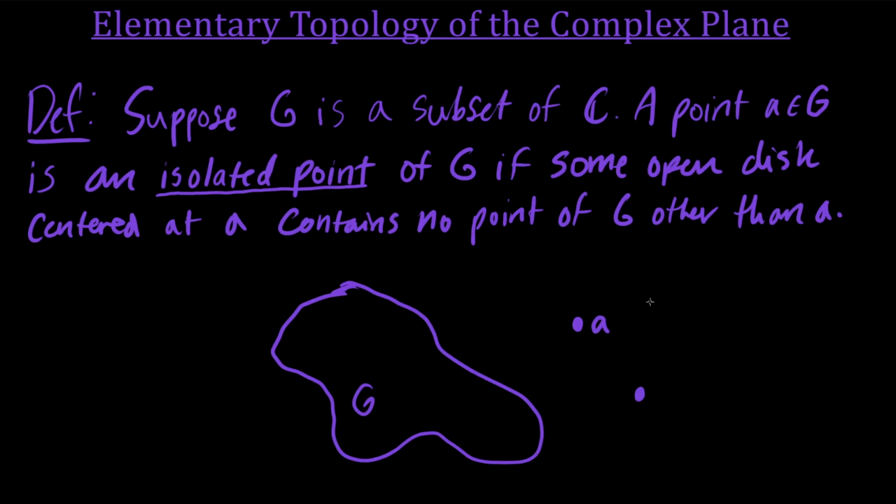Is A an isolated point of G? Well, let's say we draw this open disk around A. Is there any other point within this disk other than A that is also within G? No, there is not. Therefore, A is an isolated point of G. Now, what about this point? Is this point an isolated point of G? Well, no, it's not, because any open disk that we draw around A is always going to contain points in G that are not equal to A. So this point here is not an isolated point of G. And those are the types of points within subsets of C.